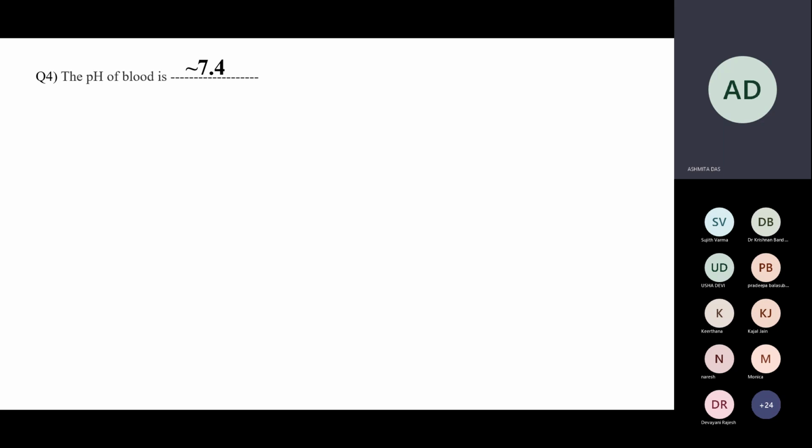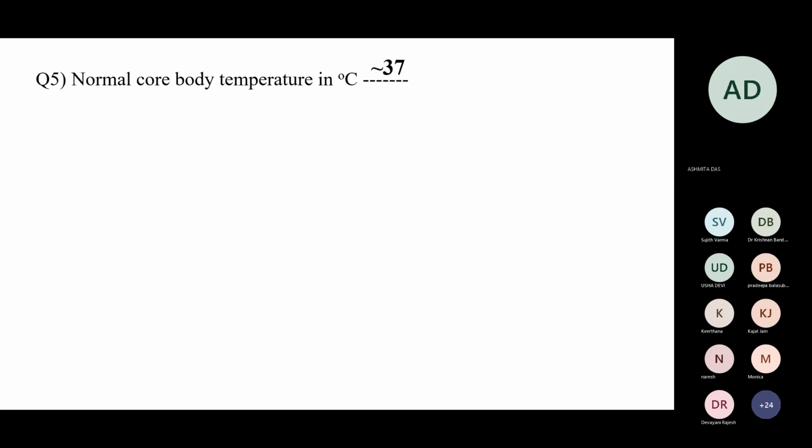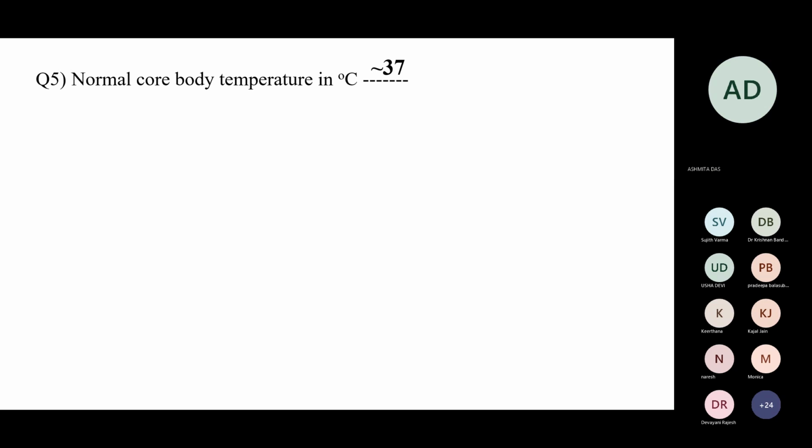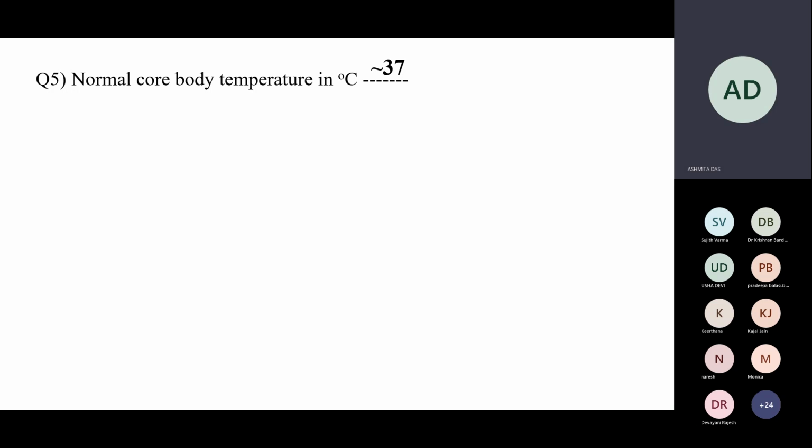Now moving to the next question. What is the normal core body temperature? 37 degrees. So why is 37 degrees maintained? Because on one side it is warm enough to prevent fungal infection, and it also helps us maintain a certain temperature for our metabolism.